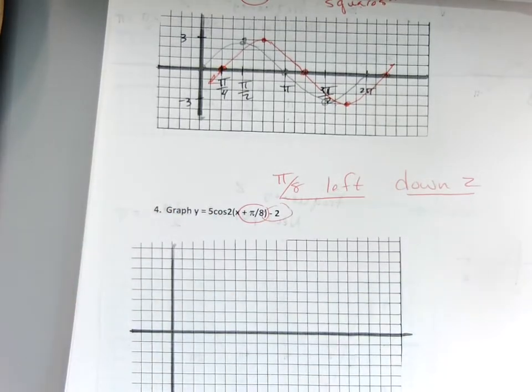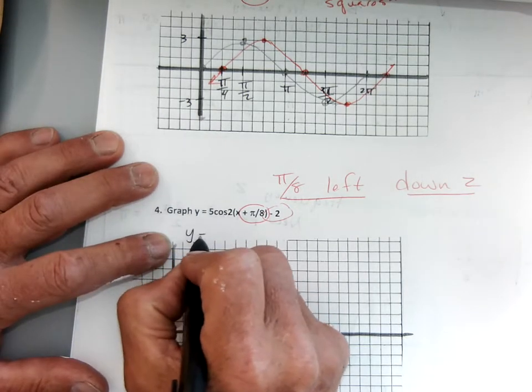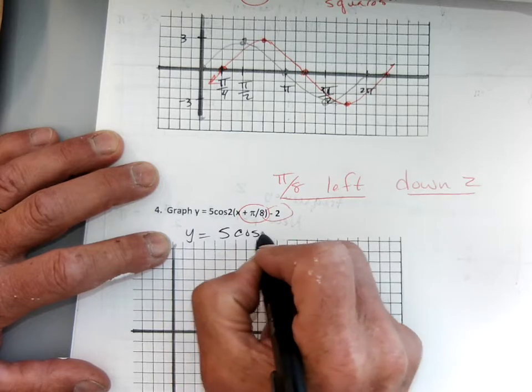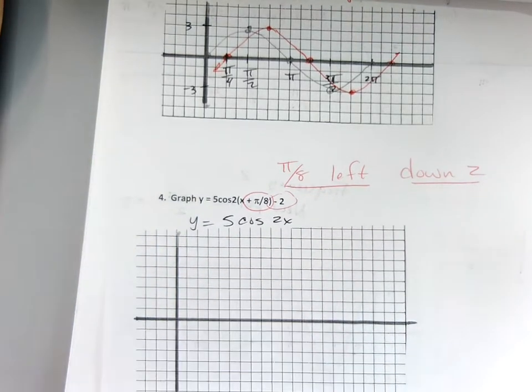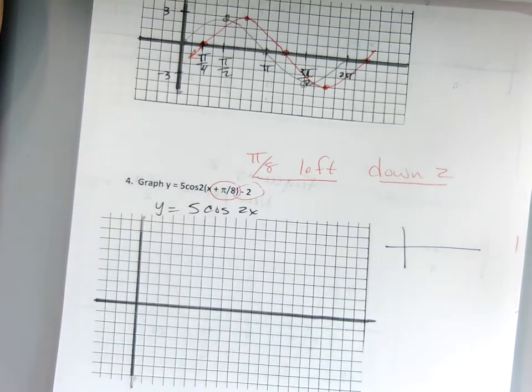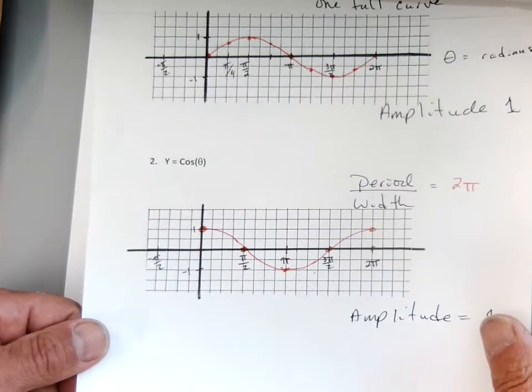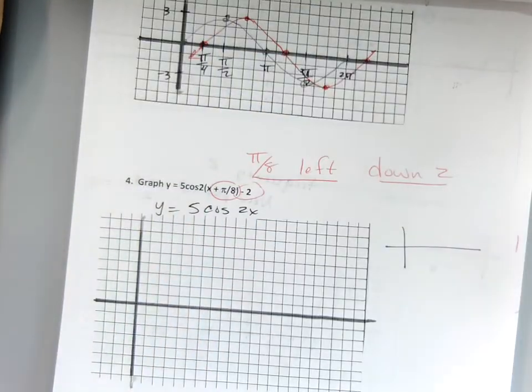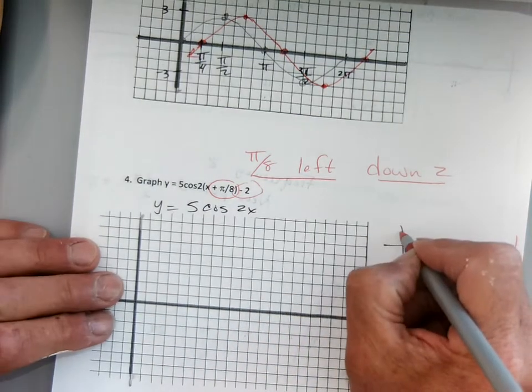Before I do that, to make it easier on me, I'm going to just graph the cosine curve. I'm going to do this first. I'm just going to graph first y equals 5 cosine of 2x, and then I'll move it. I do this in 2 steps. For me, it's just a lot easier, okay? So, cosine. General cosine curve looks like this. If I look at my notes, cosine curve looks like that. So it's going to be this shape.